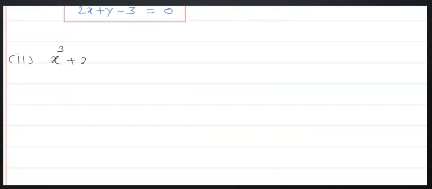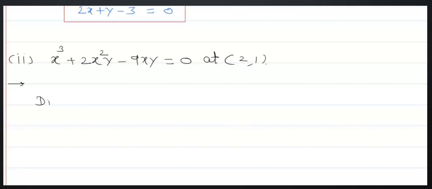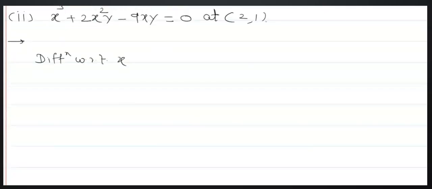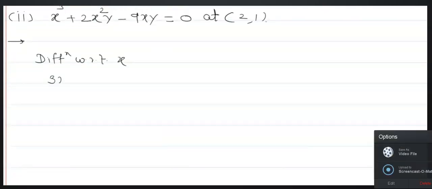Now the second example: x³ + 2x²y − 9xy = 0 at the point (2, 1). Now differentiate this example with respect to x. Now this is the differentiation of which type? This is the implicit type of derivative, an implicit function. Now, the derivative of x³ is 3x². And to find the derivative of x² into y, and of x into y, apply the product rule.